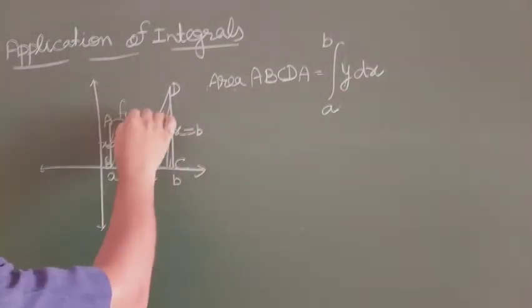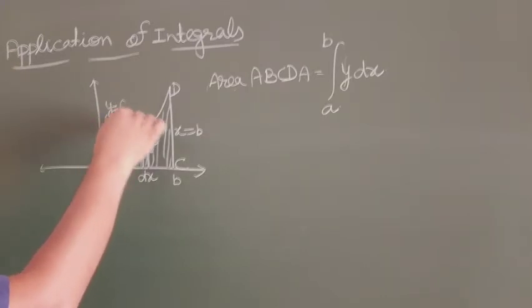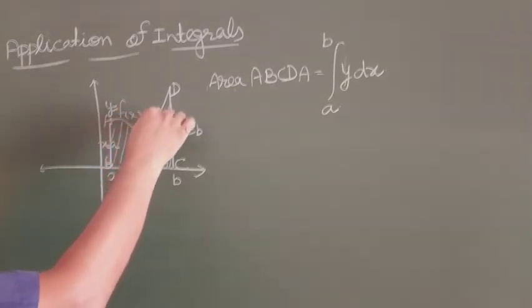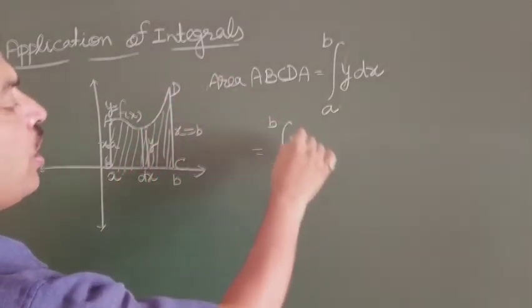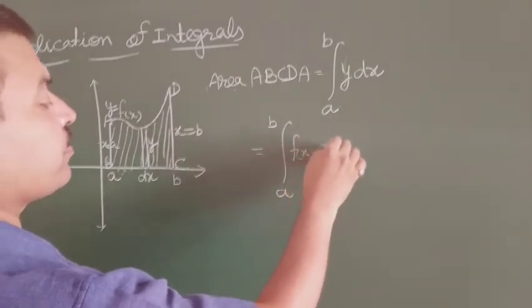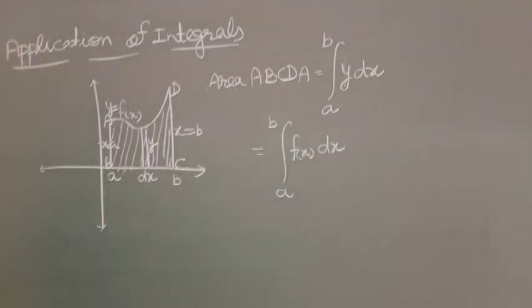The y value we can put from the function. This is the curve y equal to f(x). So the integral from a to b of f(x) dx. Now we will find the integral of f(x), and then we have to put the limits. Correct? So with the help of this, we can calculate area.